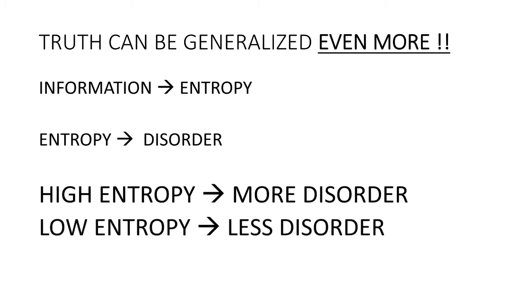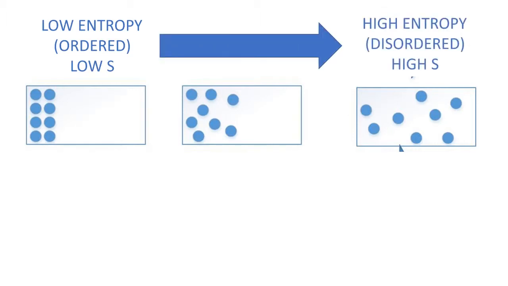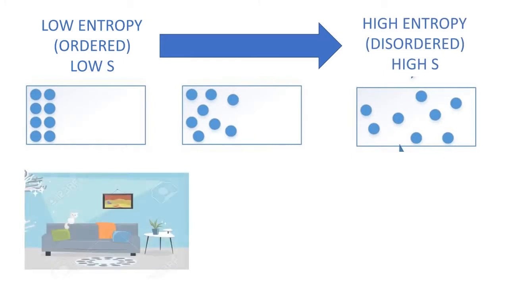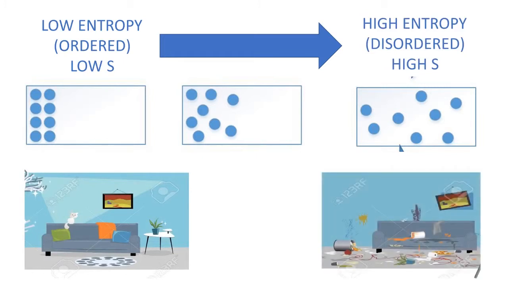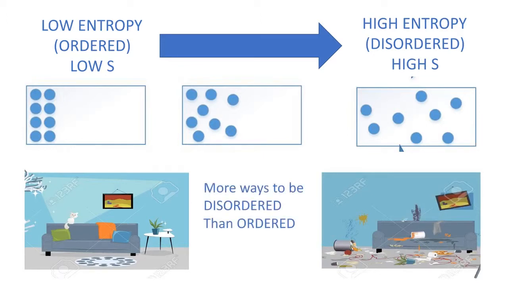Low entropy generally means less disorder. So low entropy, like these two stacks of balls that are highly ordered, right? They're in a very specific pattern. This arrangement has low entropy. Randomly arranged balls have a high entropy. They're very disordered, right? A clean room is very ordered. It has low entropy. A messy room has very high entropy. There are more ways for something to be disordered than for something to be ordered.